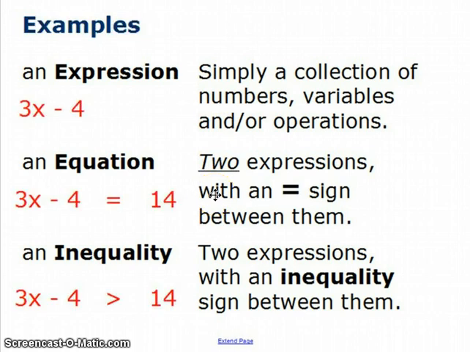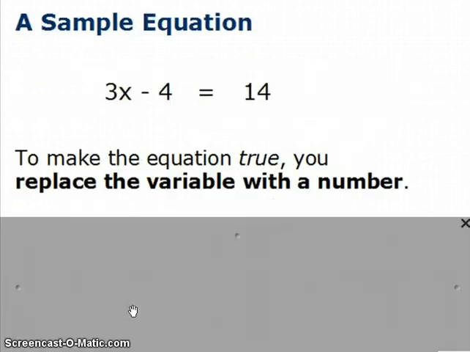Let's look at some examples just to make sure that we're clear on this. This is an expression. Now, it could have been an expression if I just had -4. It could have been an expression if I just had 3x. But it's this collection, no matter how many different things it has in it, that's an expression. It becomes an equation when you have one of these expressions on the left, another one on the right, and an equal sign in between. And like I said before, it becomes an inequality when you change that equal sign to either a greater than sign or a less than sign.